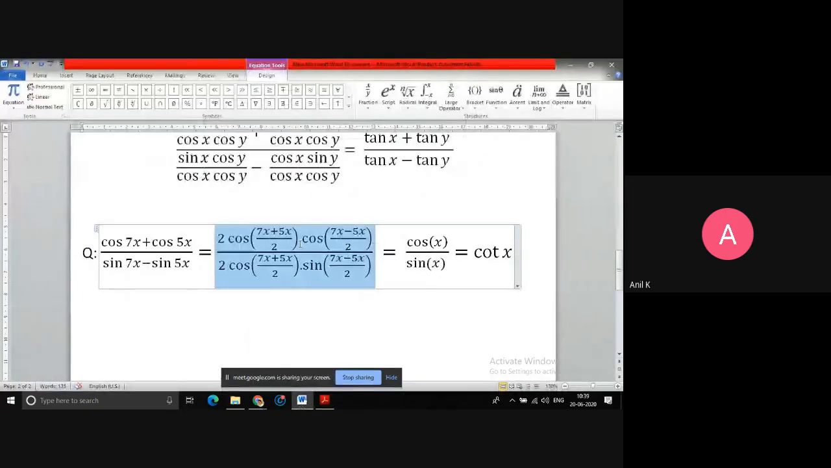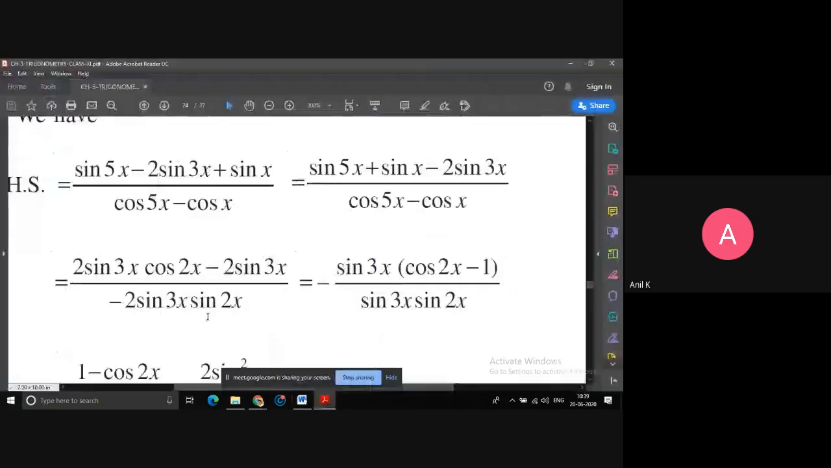Once you have practiced well and are confident enough, you need not write the steps like this. You can substitute directly as they did here: 5x plus x is 6x, 6x upon 2 is 3x. So sin a plus sin b is 2 sin (a plus b) by 2, then cos (a minus b) by 2 will come. a minus b means 5x minus x, which is 4x, and 4x upon 2 is 2x. So they got cos 2x here.